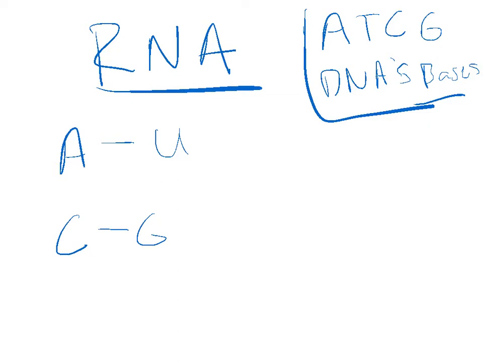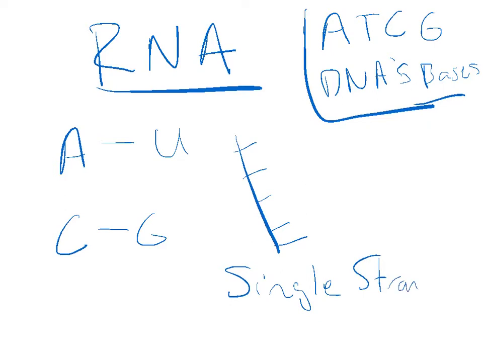The other big difference in RNA is that if I'm going to draw a real quick RNA molecule, I'm going to draw it like this because RNA is single-stranded. So it's a single-stranded piece of nucleic acid. It is RNA, one strand. It has 4 bases, an A, a U, a C, and a G.